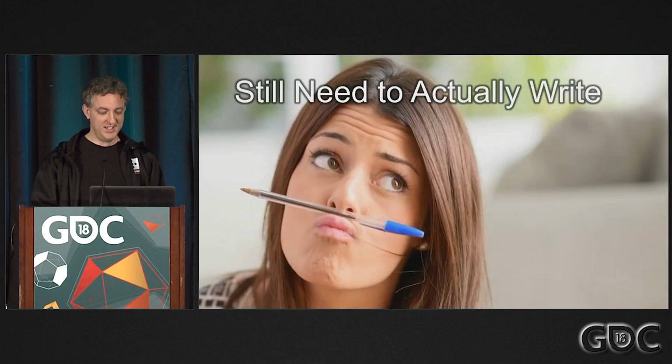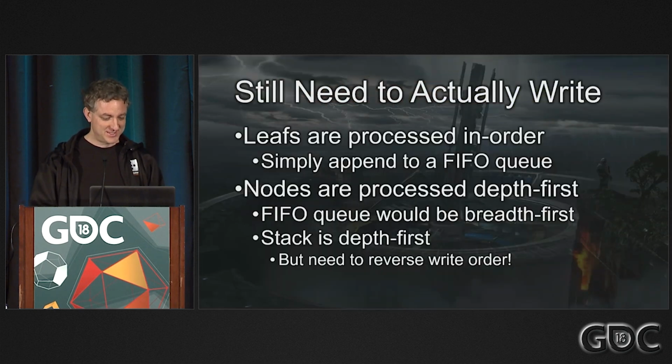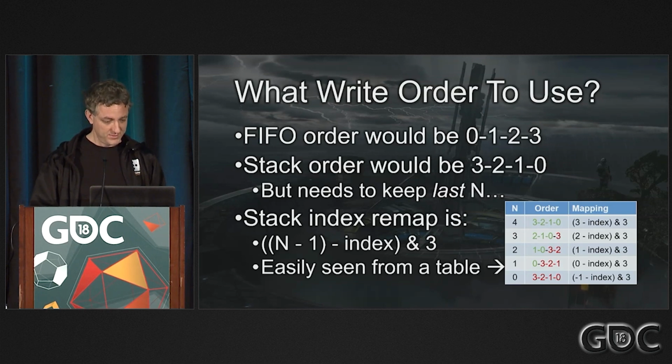So we still need to actually write that stuff. Leaves are processed in front to back order, so we can simply write them into a FIFO queue. Nodes are processed depth first. If you did a FIFO queue, you would do breadth first. So a stack is depth first, so we need to write in reverse order. FIFO order would be 0, 1, 2, 3. Stack order is 3, 2, 1, 0.